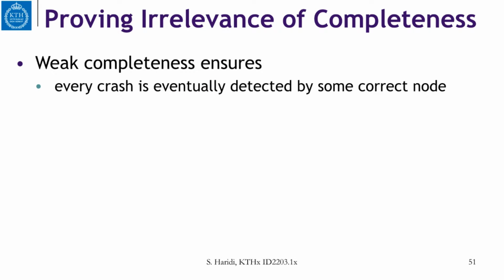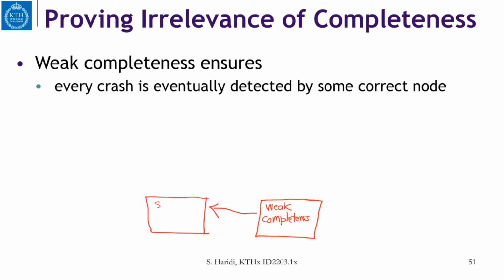So let us now prove the following. What we want to prove is that if we have a failure detector that has the weak completeness property, then we can use this failure detector to implement another failure detector that is strongly complete. And this is what we want to show now. So let us see. Weak completeness ensures that every crash is eventually detected by some correct process or node.